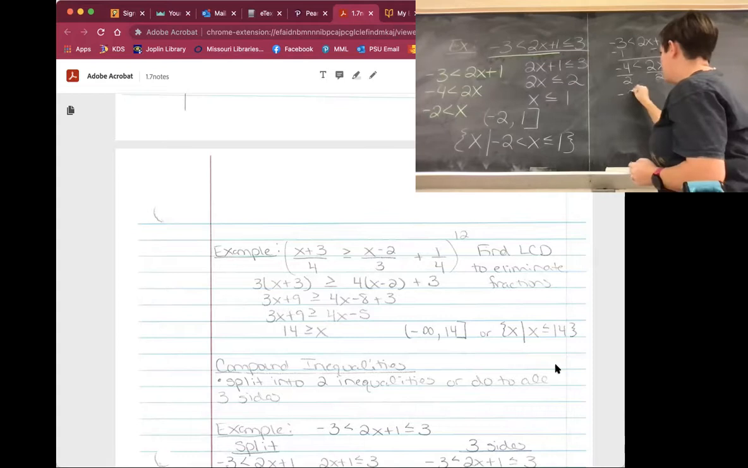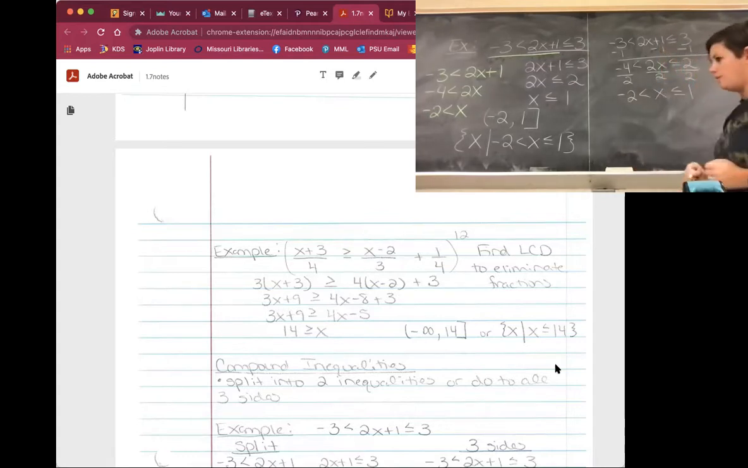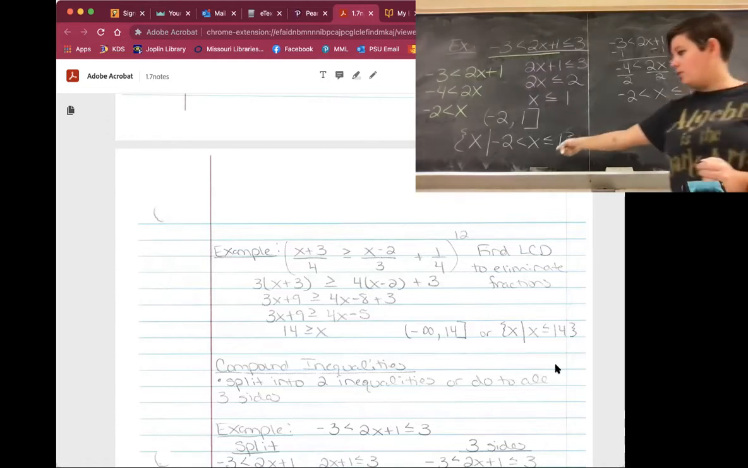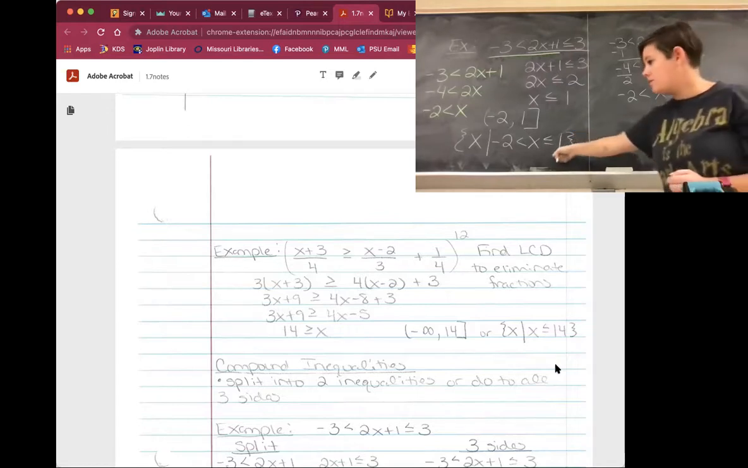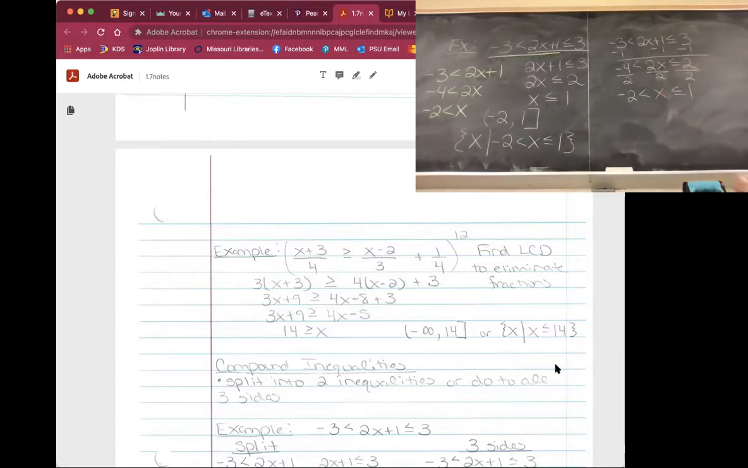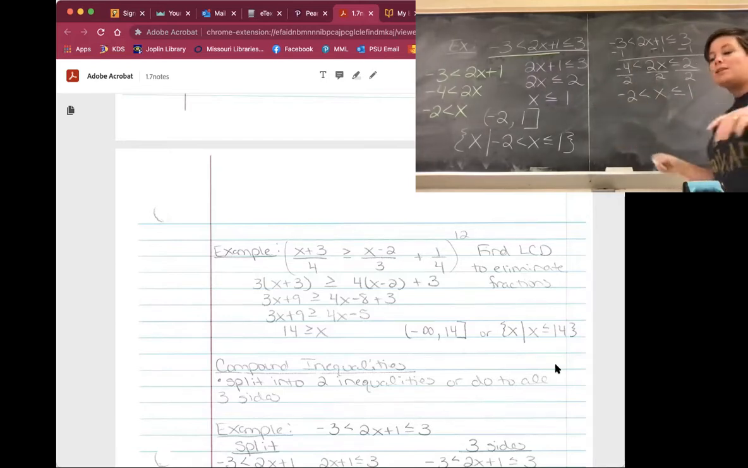And I get -2 is less than x is less than or equal to 1. Notice this is the same inequality that we have right here. Exact same inequality. And I think this is a lot less work because you did the exact same steps both times when you split it. So this time we didn't have to split it and we just keep going and doing the same work.